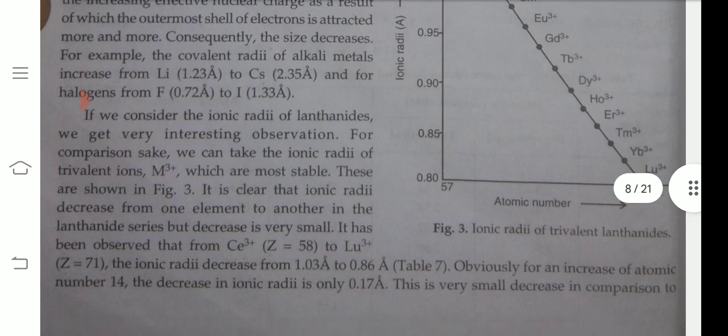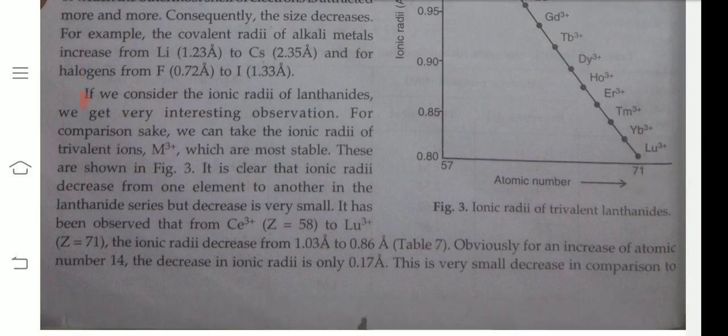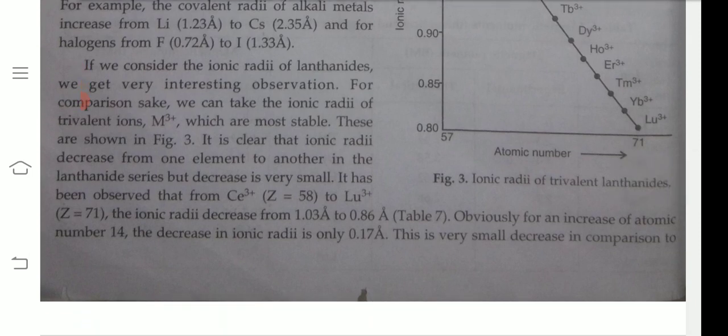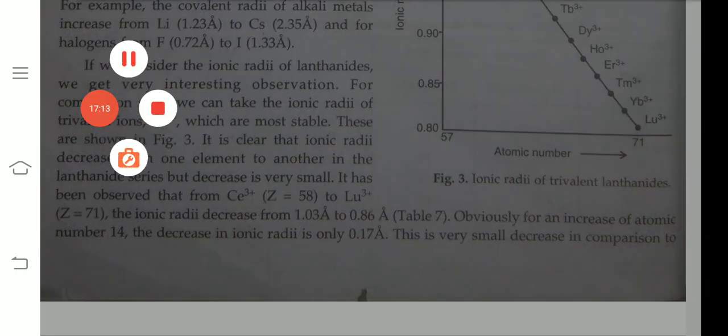If we consider the ionic radii of lanthanides, we get a very interesting observation. For comparison's sake, we can take the ionic radii of trivalent ions M3+, which are most stable. These are shown in the figure. It is clear that ionic radii decrease from one element to another in the lanthanide series, but the decrease is very small. It has been observed that from cerium 3+ to lutetium 3+, the ionic radii decrease from 1.03 angstrom to 0.86 angstrom. Obviously, for an increase of atomic number of 14, the decrease in ionic radii is only 0.17 angstrom.